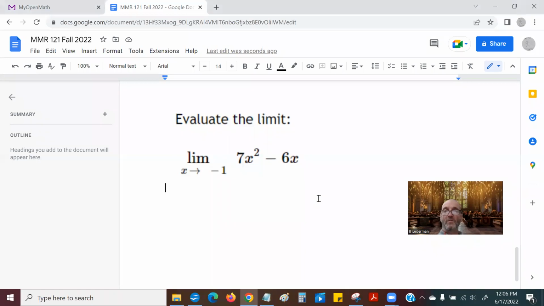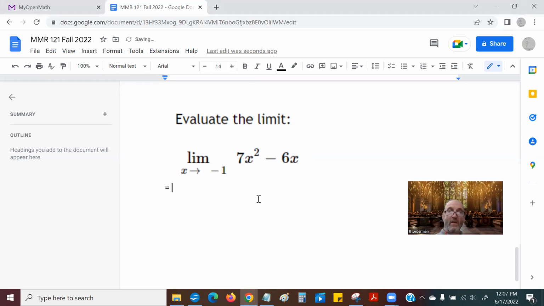Here's a wonderful example. The limit as x approaches -1 of 7x squared minus 6x. Now, for a problem like this, sometimes it's just super simple. Just take this value -1, and just plug it into the equation and see what happens. Plug it into the formula, if you will. And as we're going to learn, when the formula in question that we're taking the limit of is a polynomial, all you got to do is just plug in that value.